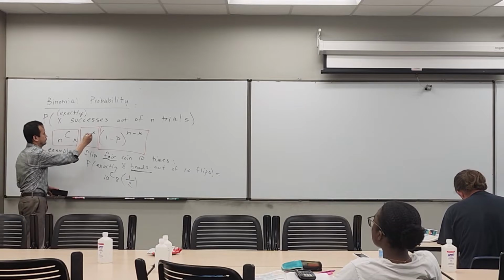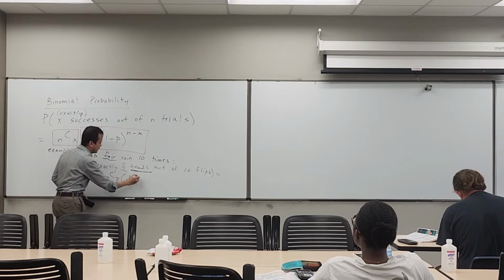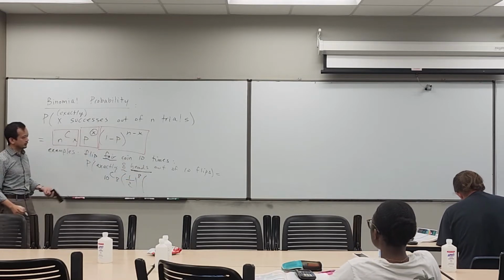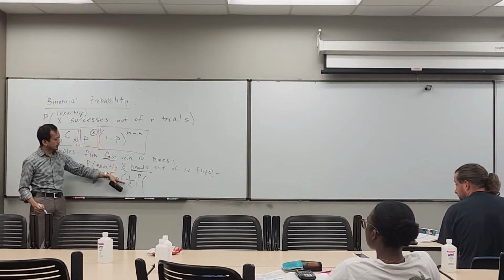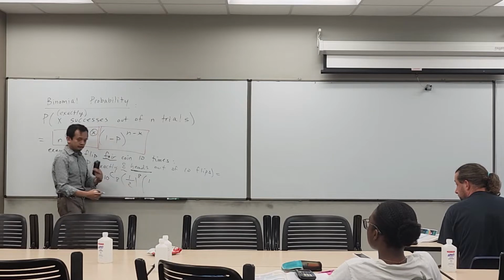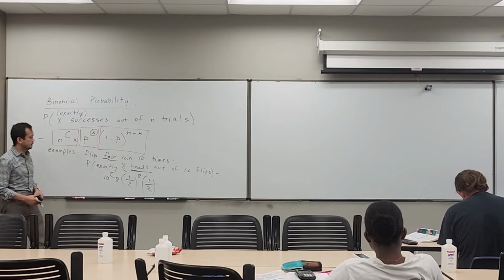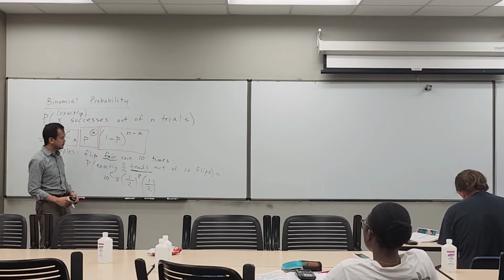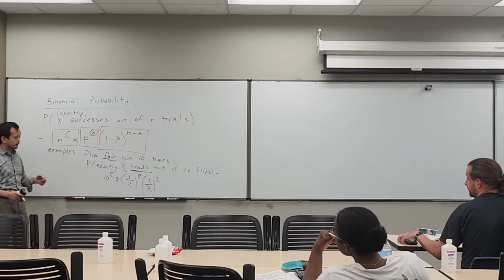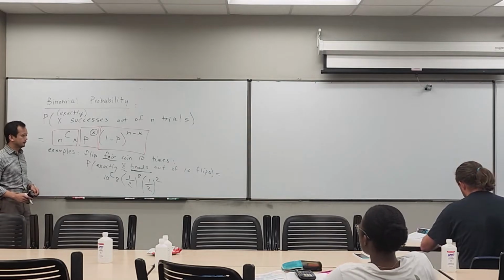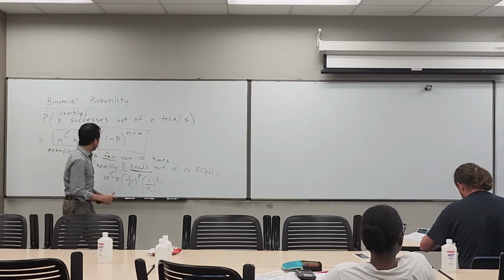And then raise it to the number of successes we want, which in this case is x, which is 8. And then times the probability of non-success, which is tails. The formula is 1 minus p, so it would be 1 minus 1/2, which is 1/2, the probability of tails for a fair coin, which is what we expect. Raise that to the number of non-successes or tails, 2. So this would be the probability of exactly 8 heads for a fair coin. Okay, so that was an example.